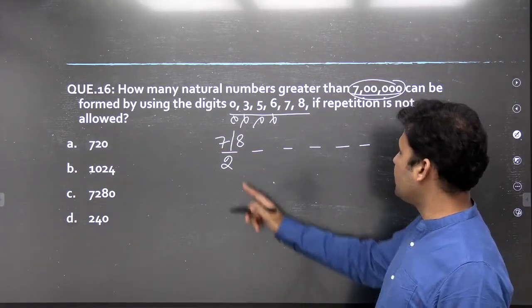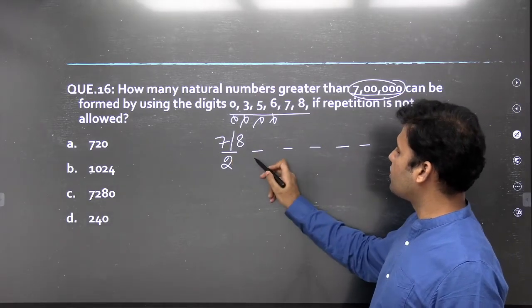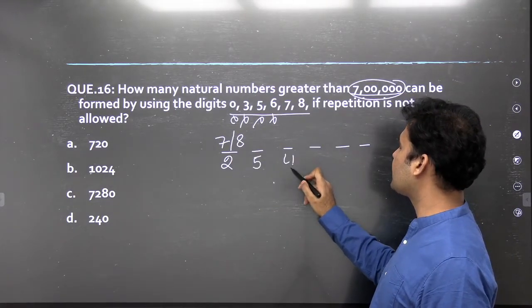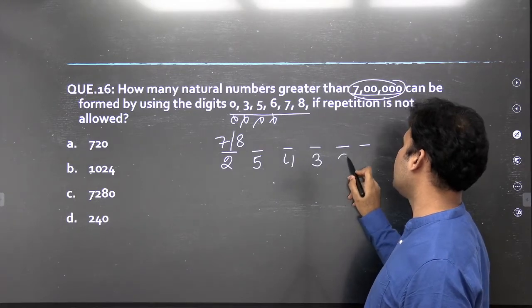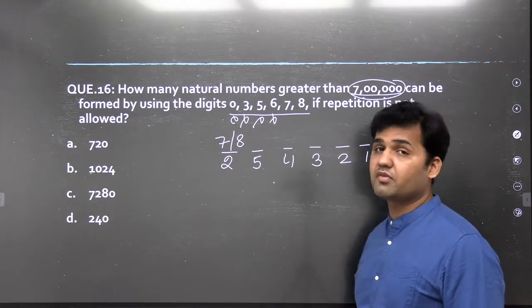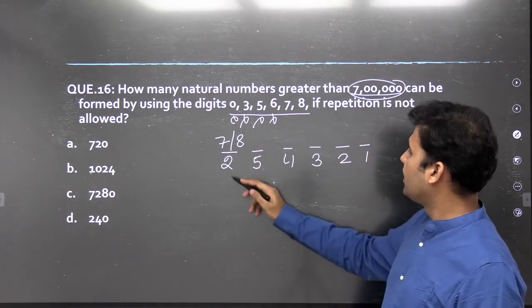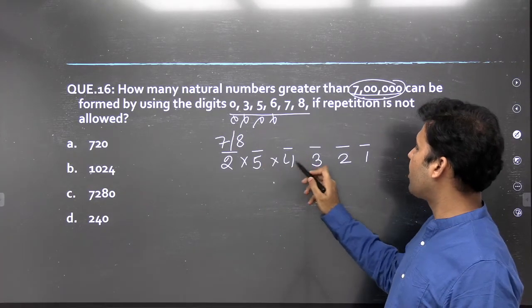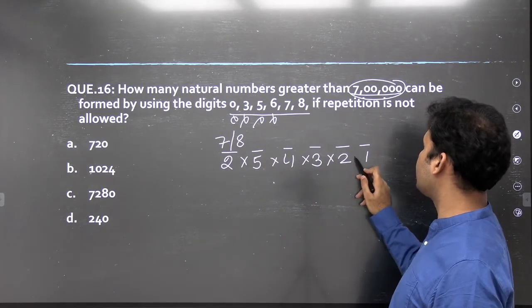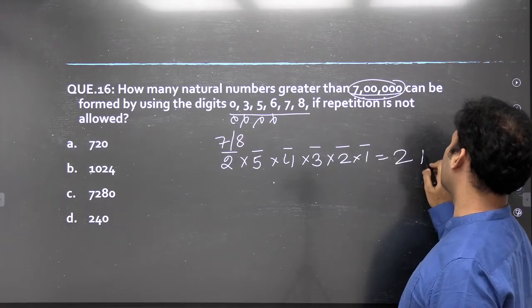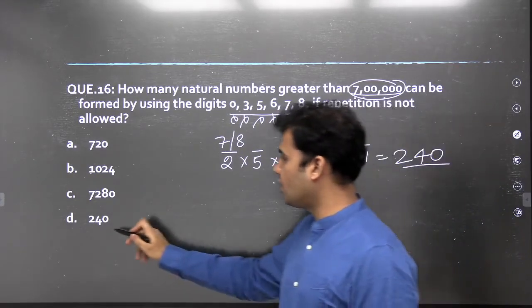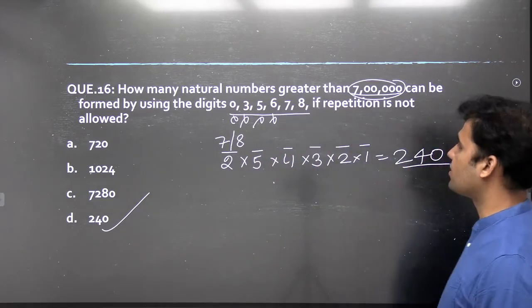Now one of the digits is used over here, repetition is not allowed, so this place can be filled in 5 ways, this place in 4, this place in 3, this place in 2, and this place in 1 way. So how many numbers do we have? 2 into 5 is 10, 10 into 4 is 40, 40 into 3 is 120, 120 into 2 is 240. So the answer to the question is 240, which is option D. D is the answer of this question.